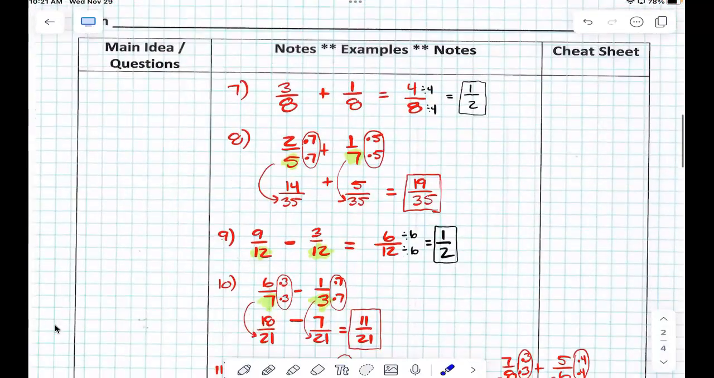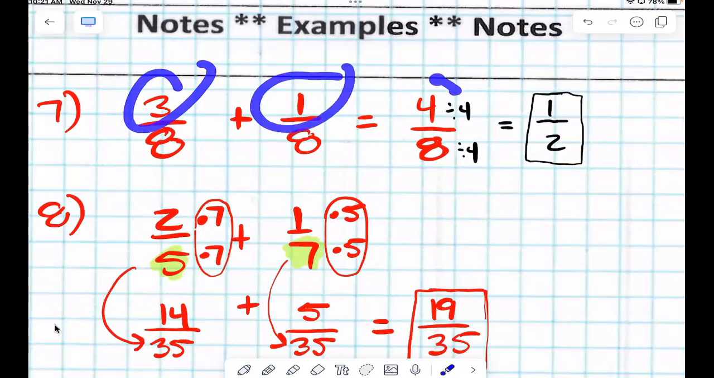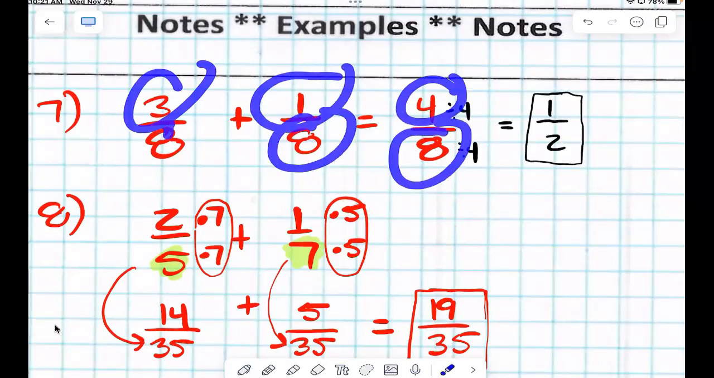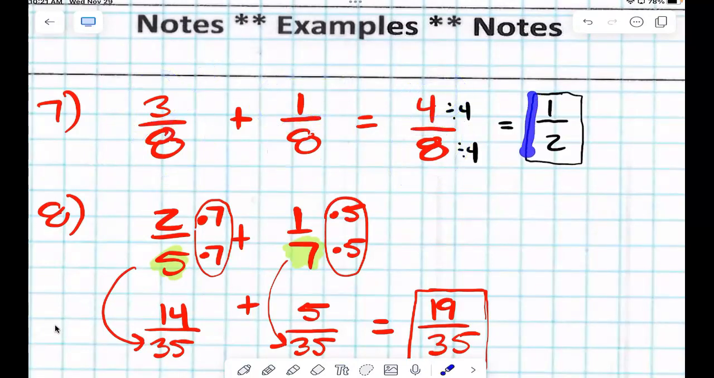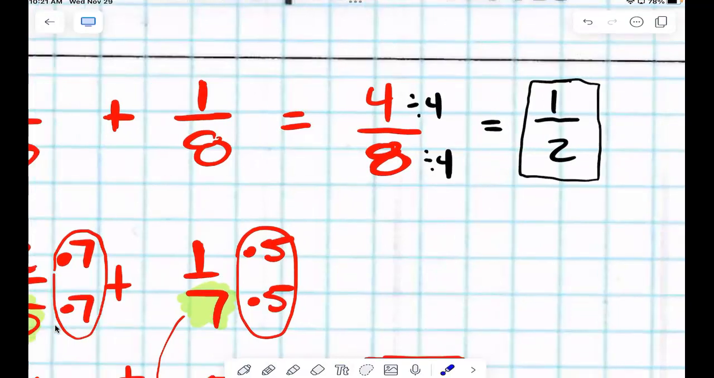Pictures are helpful, aren't they? Okay, so 3 plus 1 is 4, right? Denominators are the same. We looked at those, they stay the same. Why is my answer 1/2? You need to simplify it, right? And does 4 go into 4? Does 4 also go into 8? So we found a common factor. Common factors reduce, right?